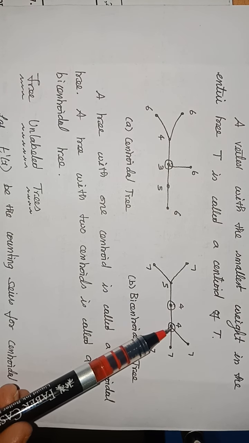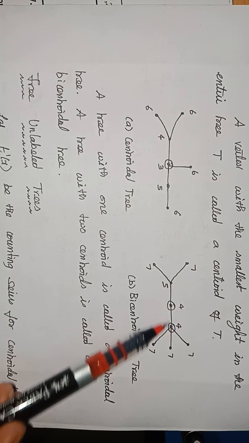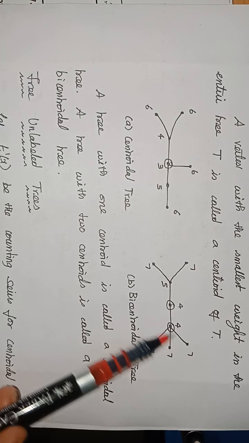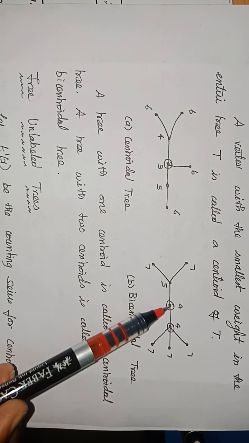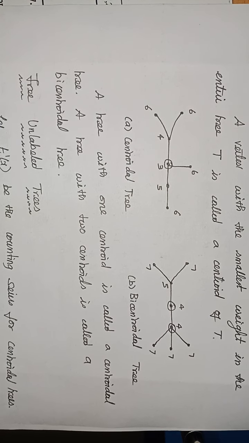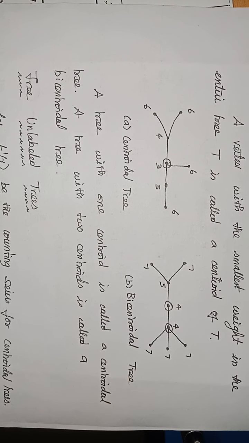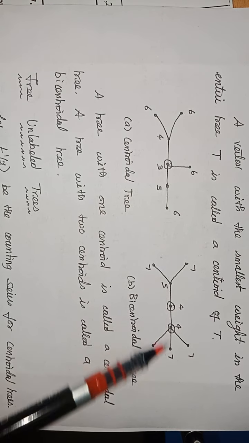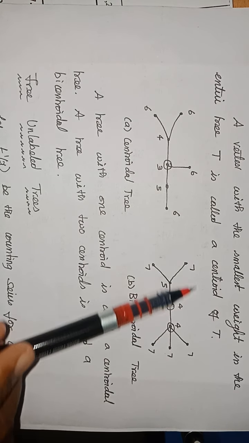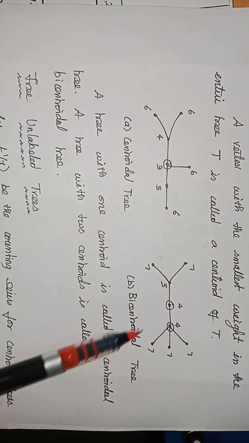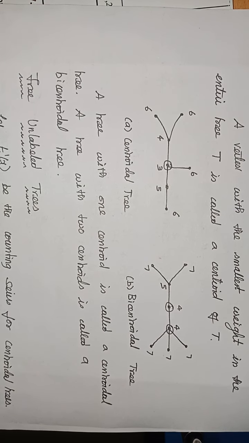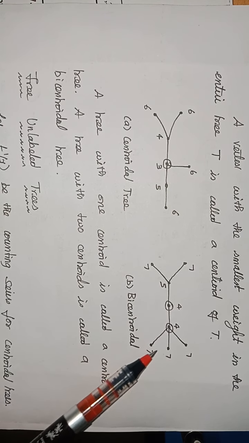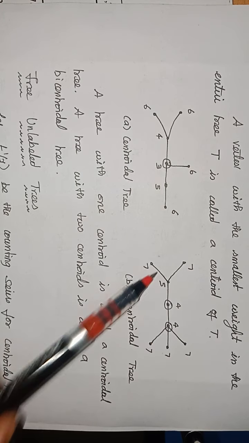When there is a bicentroidal tree, with 2 centroids, you count the number of vertices in the subtree with the root at this one. 1, 2, 3, 4. 1, 2, 3, 4. It always has an equal number of vertices in both the rooted subtrees. When you consider this as a rooted subtree, and this one as a rooted subtree, both of them contain the same number of vertices. Since n is even, both of them contain n by 2 vertices. Here n is 8 vertices. This contains 4, this contains 4.